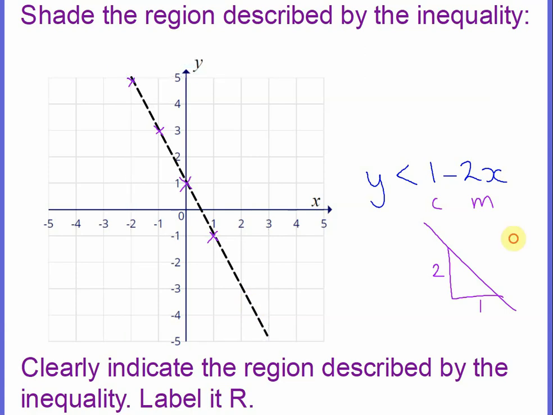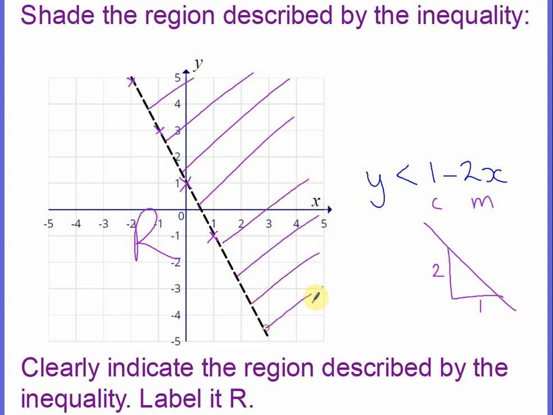There you go. So that is representing that it can't include the values on the line. So we want the y values that are lower than what they are on the line. So that is down here. Okay, these are the results we want. So we're going to cross off the bits that we don't want.